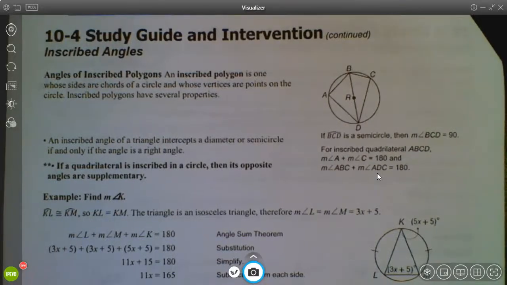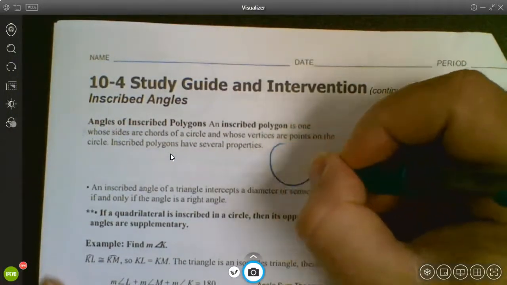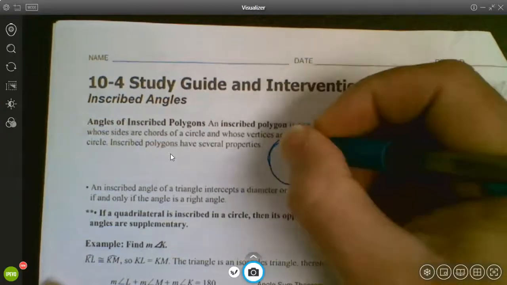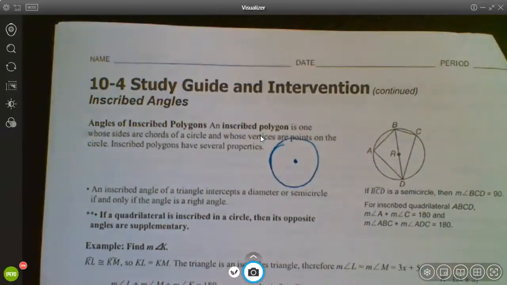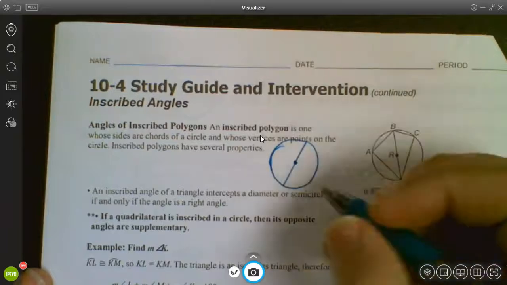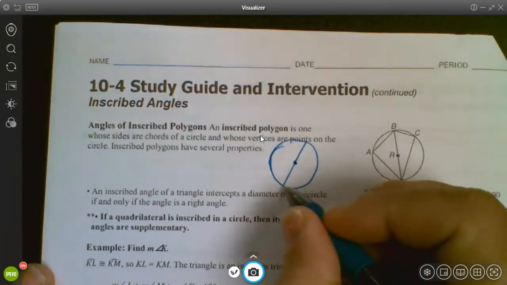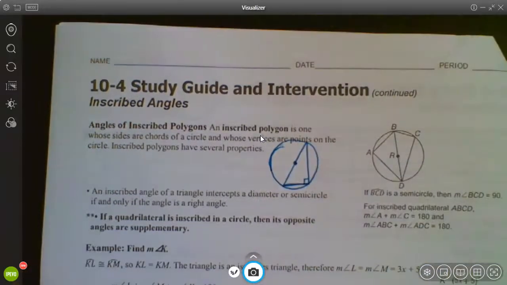If you look at this one, an inscribed angle of a triangle intercepts a diameter or a semicircle if and only if the angle is a right angle. Let me give you a diagram for that, because they didn't provide one, so we're going to make our own here. My circles are ugly. Just go with me on this. All right, so here's our circle. So if we have a triangle that just so happens to be a right triangle, I'm going to try to draw this as best as I can to make it look like a right angle. Okay, so it looks something like this.